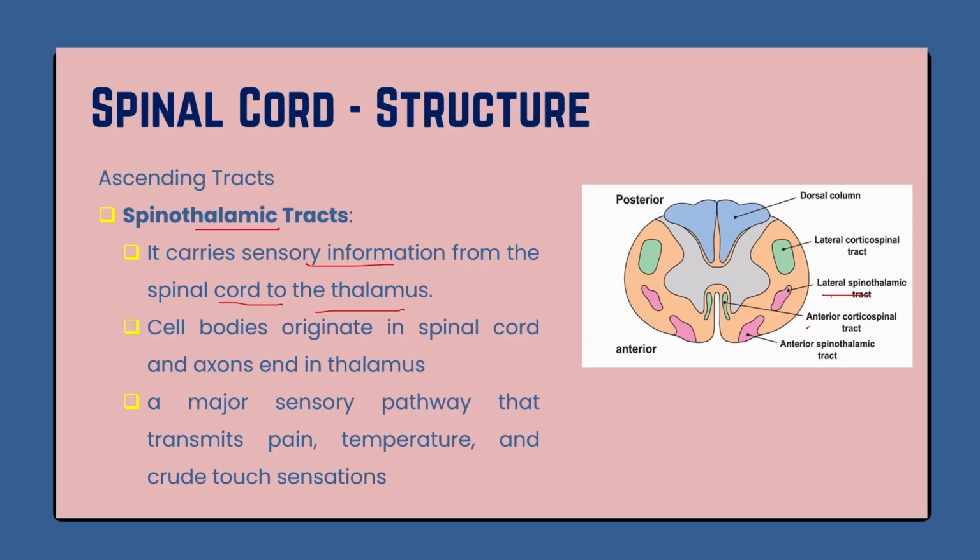Where in the brain? To a part called the thalamus. The thalamus is a part of the brain. So the spinothalamic tract carries sensory information from the spinal cord to the thalamus. Cell bodies originate in the spinal cord and the axon ends in the thalamus. So how do they transport? These are pretty long neurons, with their cell bodies in the spinal cord and the axon ending in the thalamus, which is in the brain.